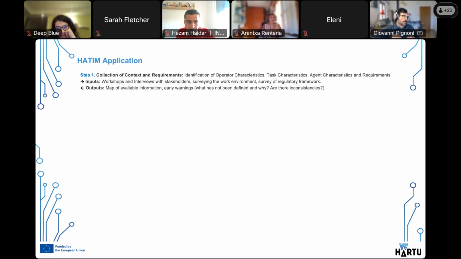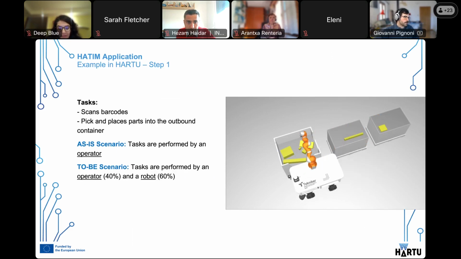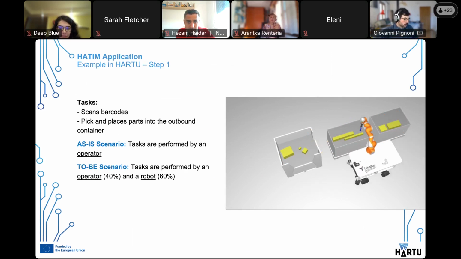The main output at this stage is that we are able to identify if there are things that haven't been discussed by the stakeholders, and then as mediators, we can go in and ask the right question and elicit certain reflection from them. For example, take one of HARTU's use cases, this one from TOFAS. We have a task where a robot and an operator are supposed to pick and place parts from a container. At the beginning of a project, we would talk with the partner at TOFAS or the technical partner that will implement the solution, and start to gather all the information about what the task is supposed to be.